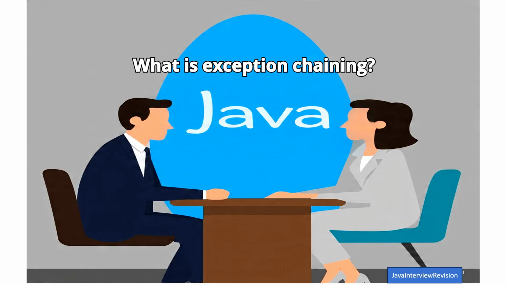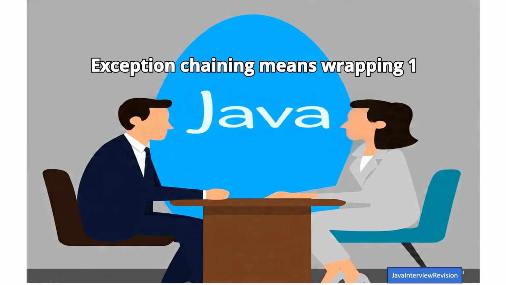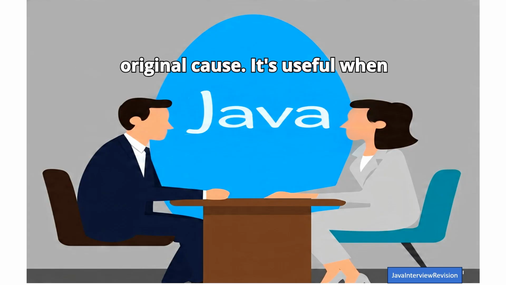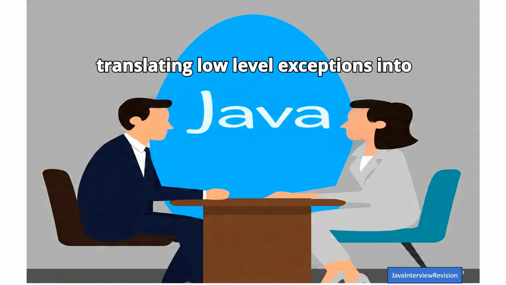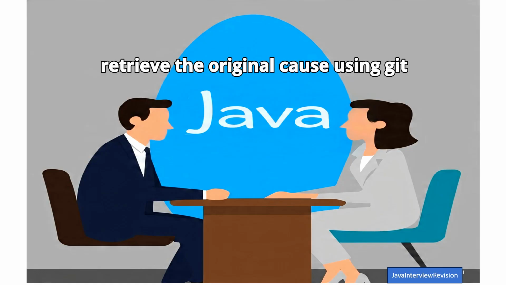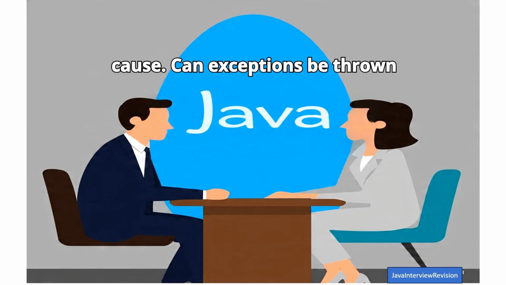What is exception chaining? Exception chaining means wrapping one exception inside another to preserve the original cause. It's useful when translating low-level exceptions into higher-level business exceptions. You can retrieve the original cause using getCause.